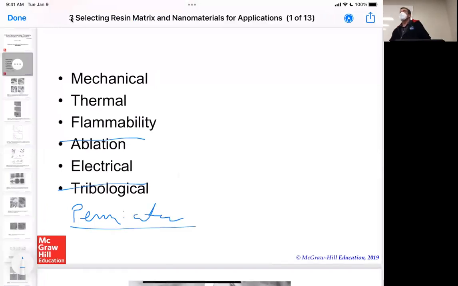What about radiation shielding? Radiation shielding as in EMI, electrical radiation shielding, or cosmic radiation shielding?